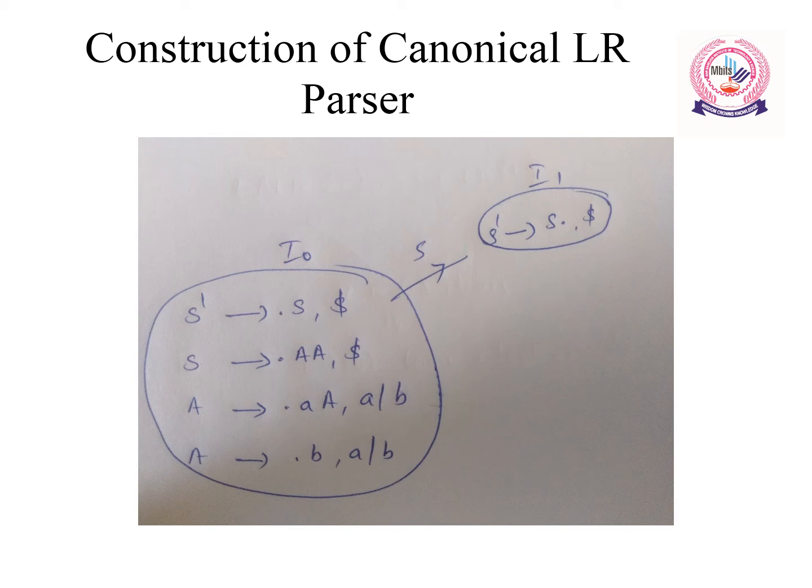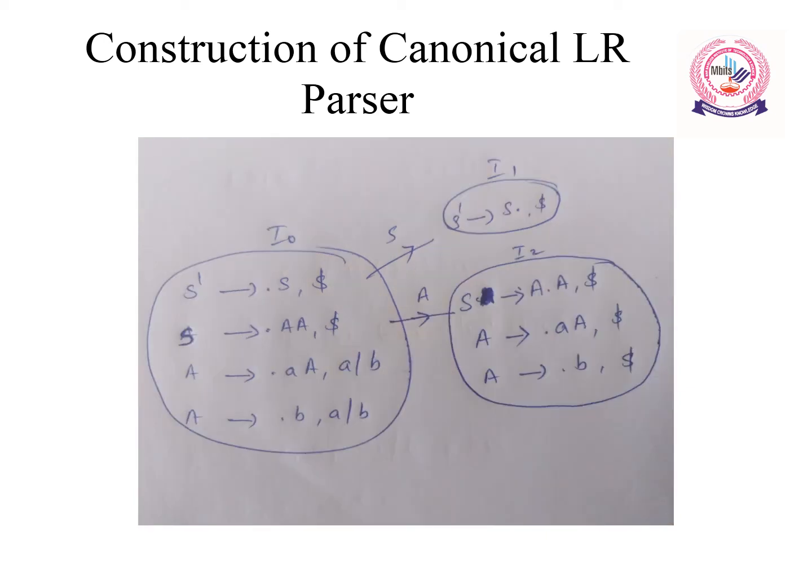This is only for the goto operation. So this is the goto operation for symbol S, and we are getting S' gives S dot. How does this dollar come? It is based upon this dollar. Since there are no other symbols after the dot, there is no need to perform the closure operation. So that is an end state production.